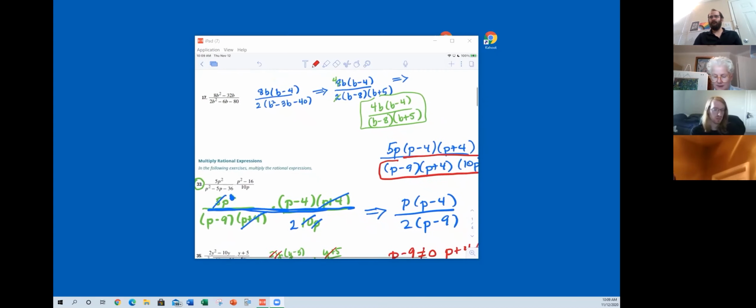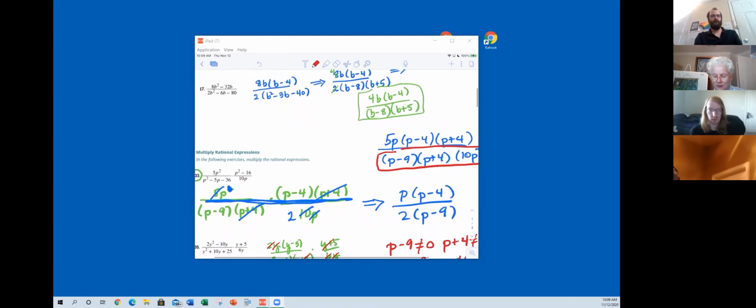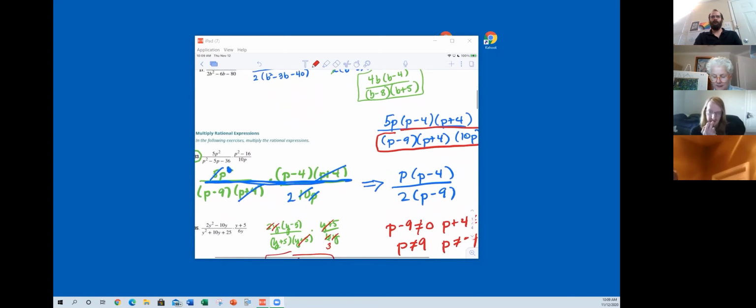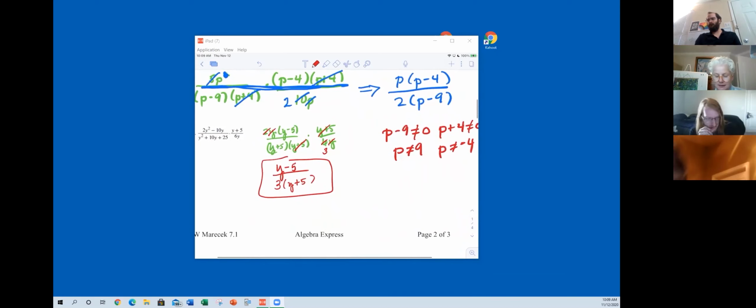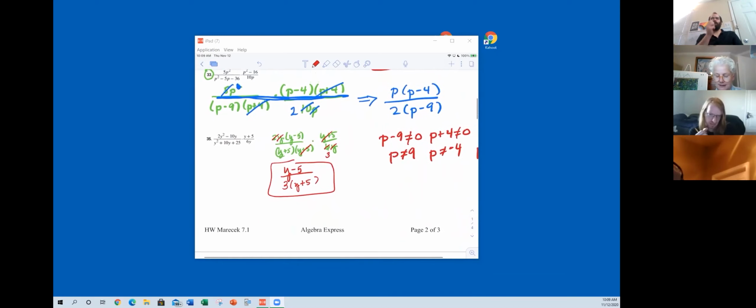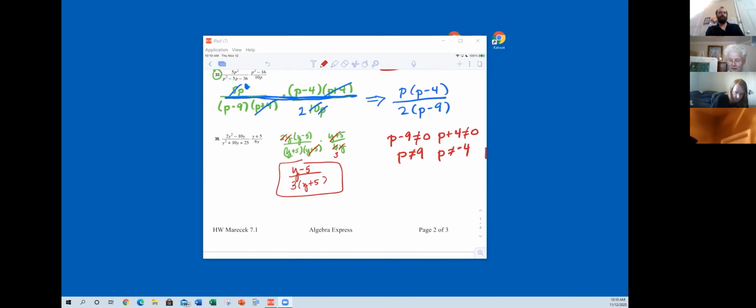Okay, and then 33, we did together already. 36, we did the factoring. And so then you can cancel the y plus 5s. The 2y and the 6y will leave you 3. And you're just left with y minus 5 over 3 times y plus 5.